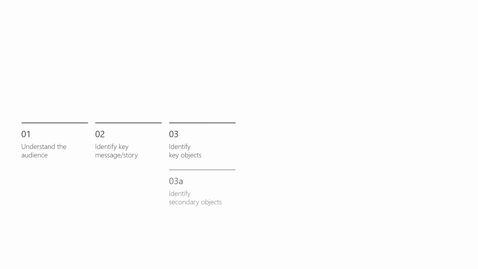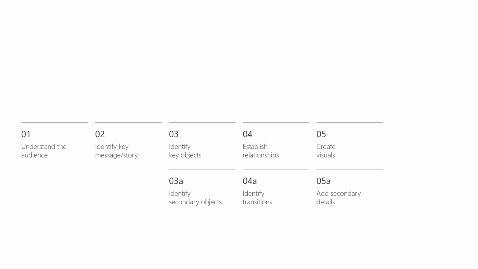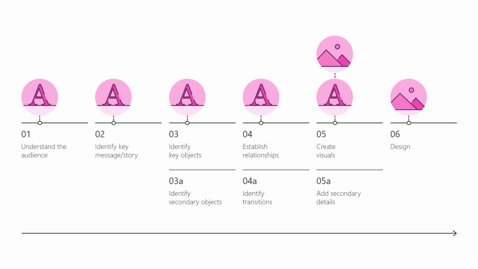First, understand the audience. Then identify the key message or story of your slide. Next, decide what the key objects are in that story and whether there are any secondary objects, before establishing relationships between them and identifying transitions. Then you get into creating some visuals and adding any secondary details before finally designing the finished slides with polish and pizzazz.